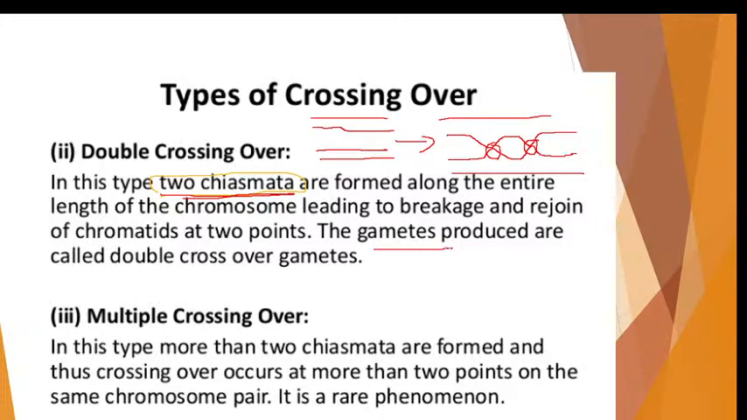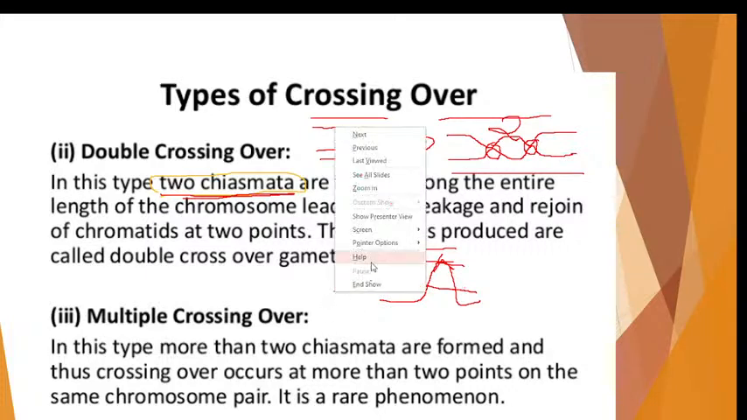It's like this. This is a two-stranded double crossing over. Three-stranded crossing over means one will be like this, then another will be like this. This is known as three-stranded crossing over. Three chromatids will be involved. If four chromatids are involved, it is called four-stranded crossing over.